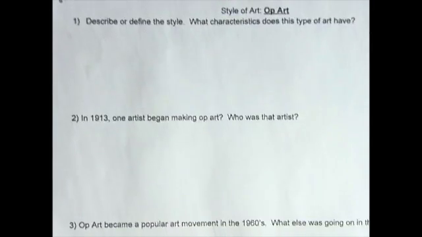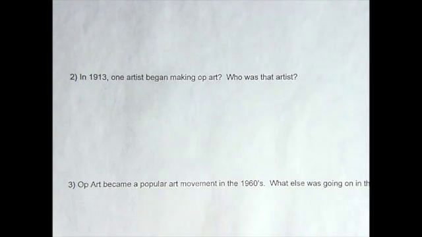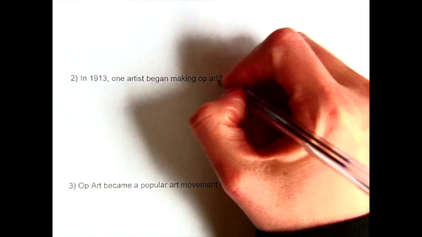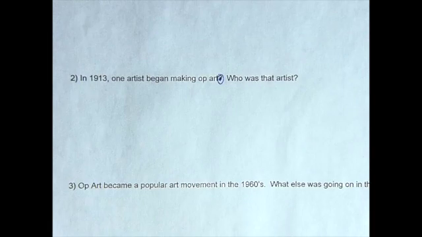Number 2 says, in 1913, one artist began making op art. Who was that artist? And there shouldn't be a question mark right here. It should just be a period. But who was that artist?